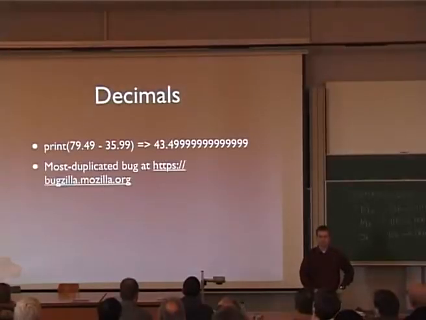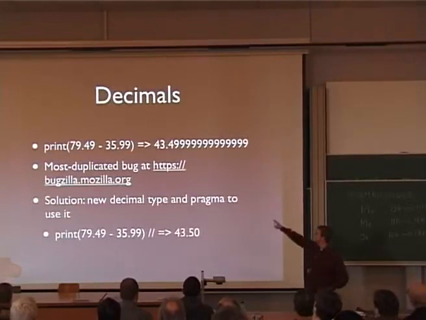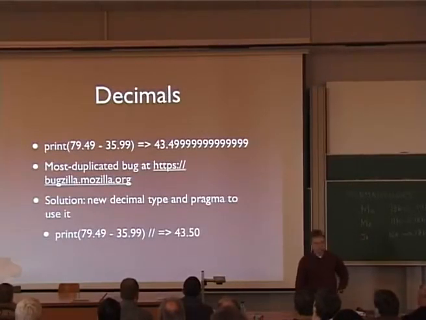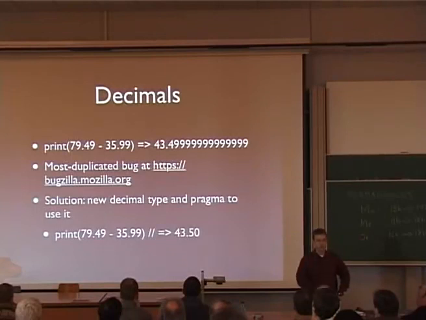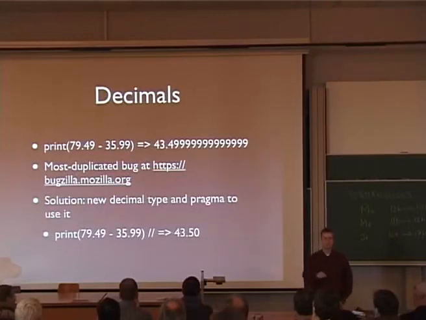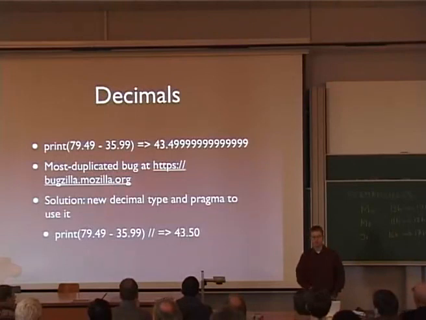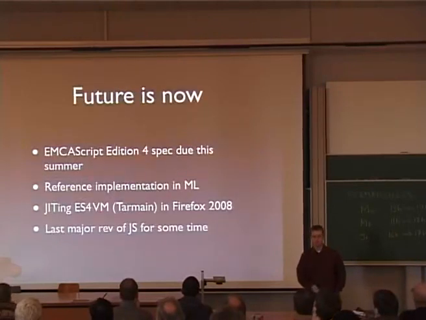Decimals, and they only bring this up because this is one of the most duplicated bugs in Mozilla, which is why the heck is 7.49 minus 35.99 equal to that number. So there's a new decimal type that will be implemented. There's a long number of other small features in JavaScript that I'm not going to go over now that improve a lot of these sorts of issues. Issues that people have to bang their heads on over and over again and fix and work around in the browser. And this is coming real soon now.